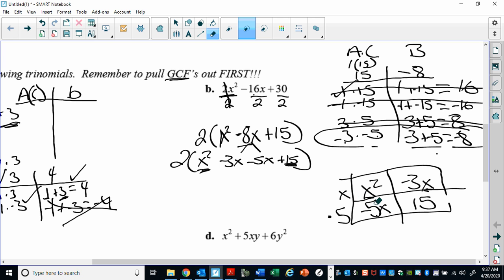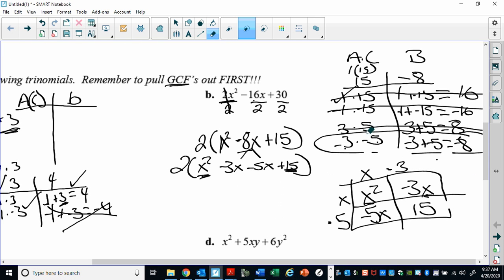Okay? Now, what do we do here? We go here and we see what's going on vertically. We see that there's an x here and an x there, so I can take out an x. There's no x's I can take out here, but 3 does go into 15. So now we know that that's going to be a -3. Whenever this term is negative, that has to be negative. So now let's go ahead and write our answer. 2 times x minus 3 times x minus 5.